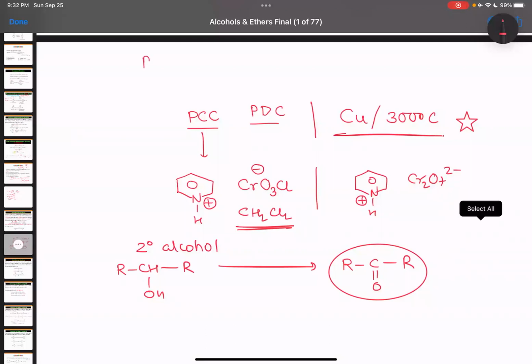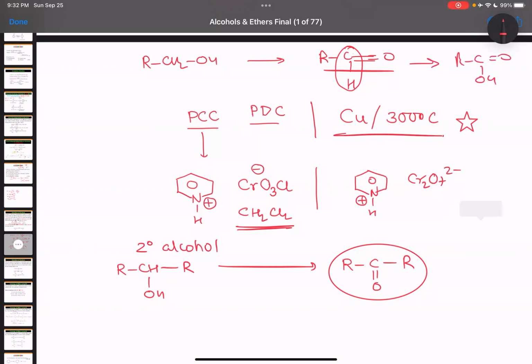Actually, when you take primary alcohol, CH2OH, you end up with an aldehyde. And these aldehydes actually have this hydrogen. This is the main cause why the aldehydes can get oxidized very easily. This can get oxidized to RC double bond O and OH. But suppose you have a ketone, you have no H directly connected to CO.